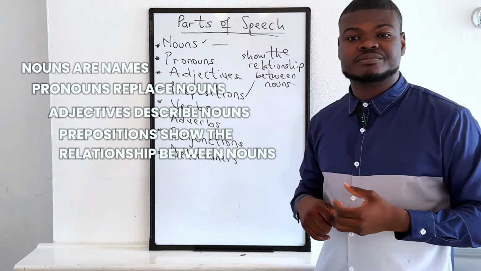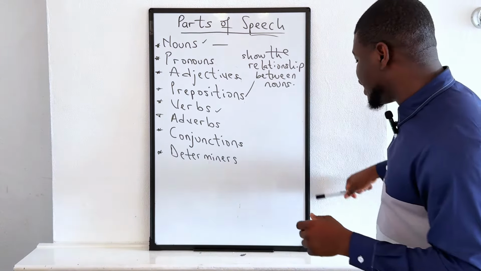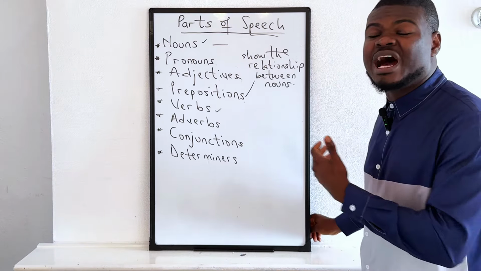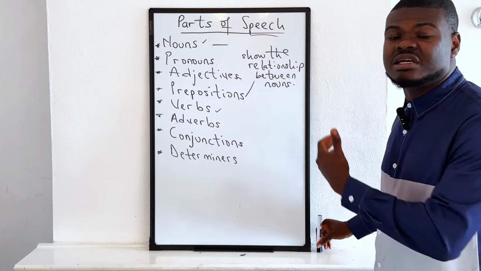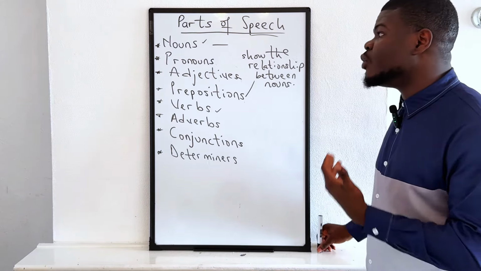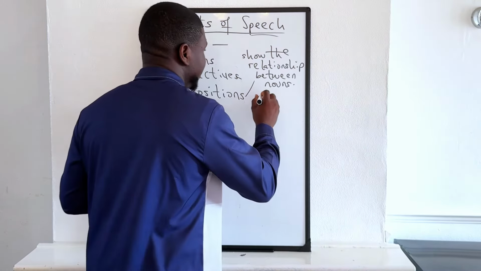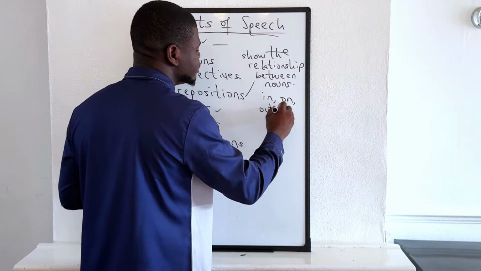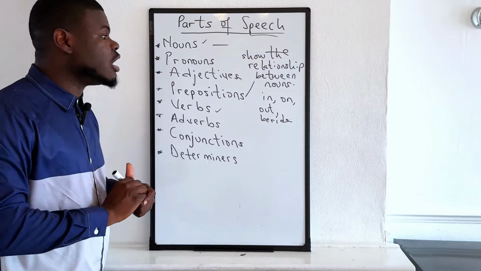The relationship between me and this board is that I am standing in front of the board. If I put this marker behind the board, I would say that the relationship between this marker and this board is that the marker is behind the board. If the marker is beside it, I would say that the marker is beside the board. So all of these words are words we call prepositions. So you're in, you're on, you're out, yeah, you're beside, behind, etc. These are prepositions.